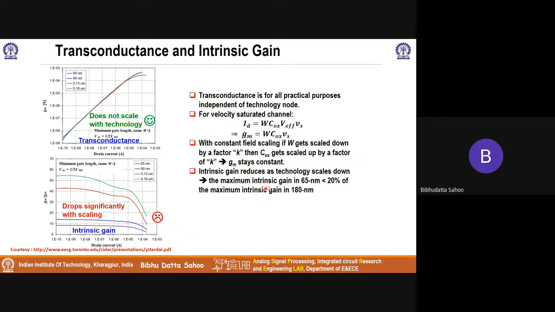Okay, intrinsic gain reduces as technology scales down. The maximum intrinsic gain in 65 nanometer is less than 20% of the maximum intrinsic gain in 180 nanometer. So we have compromised the gain significantly as we scale down the technology, and 28 nanometer and below are even worse. Actually, 28 nanometer and 16 nanometer FinFET go for high K dielectrics and try to maintain the intrinsic gain, but it will be 7 or 8 or something like that. So therefore this drops.